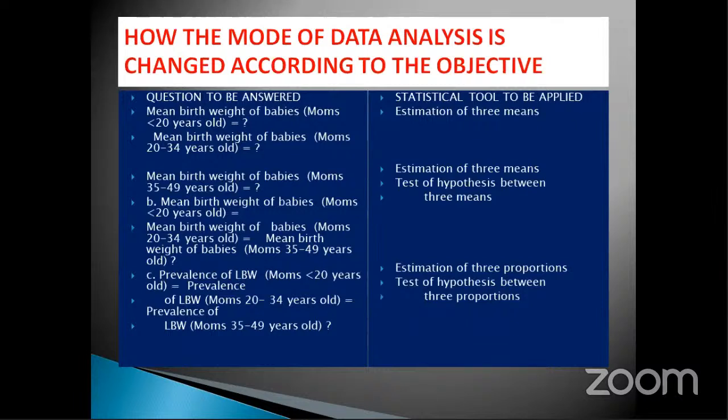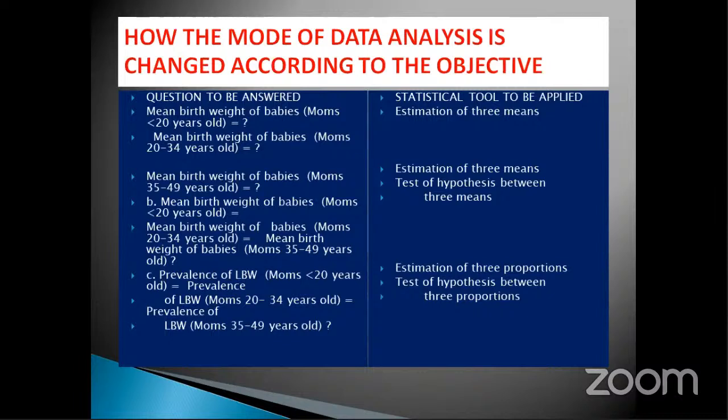So this is actually our study. You talk about the prevalence of low birth weight among teenage mothers, and then among mothers whose ages are 20 to 34, and then those mothers whose ages are 35 to 49 years old. But take note, again, you talk about estimation of proportions because you talk about the prevalence of low birth weight. So what statistical tool is applicable here? You're going to measure the three proportions of these three age groups of mothers.